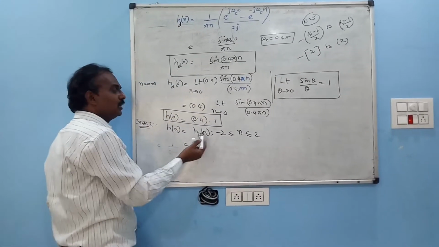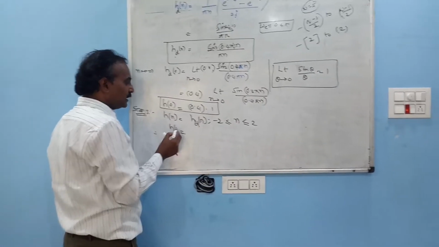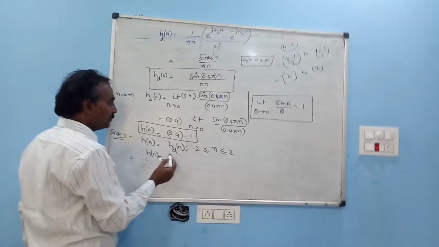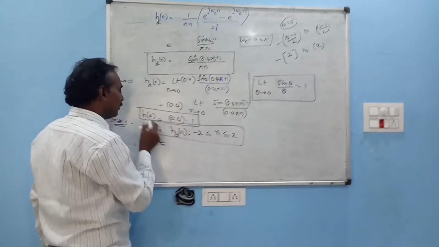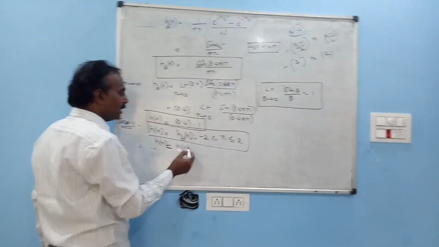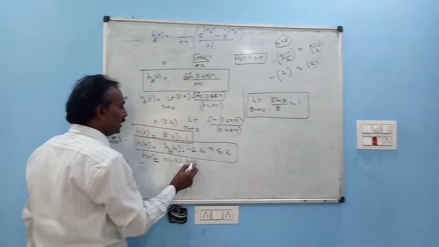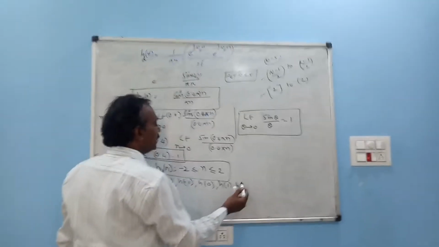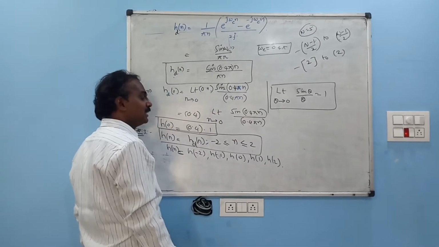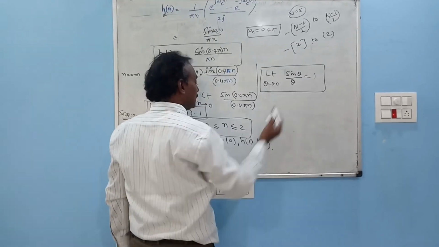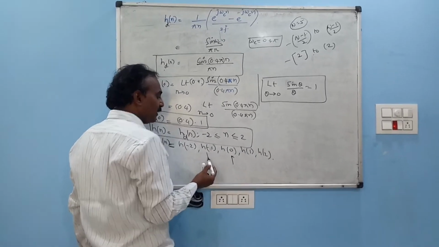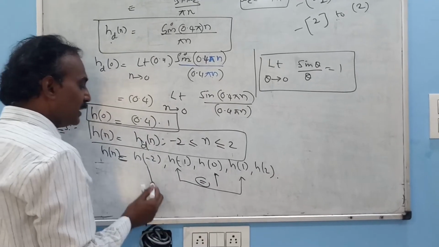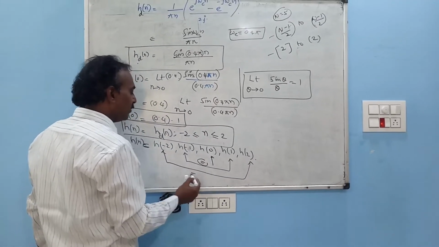If I substitute, what I try to get now, h of n is nothing but the coefficients I will get, directly I can write, from h of minus 2, h of minus 1, h of 0, h of 1 and h of 2. We discussed this is symmetrical about origin 0. So whatever the h of minus 1 value and h of 1 value, since it is symmetrical, these values are equal, and h of minus 2 value and h of 2 value will be equal, right?